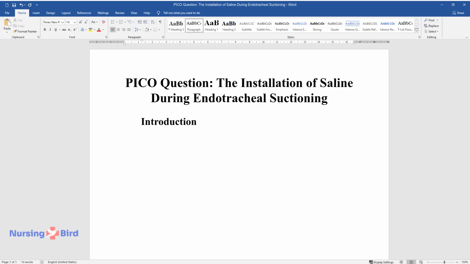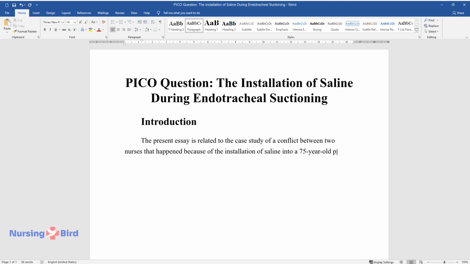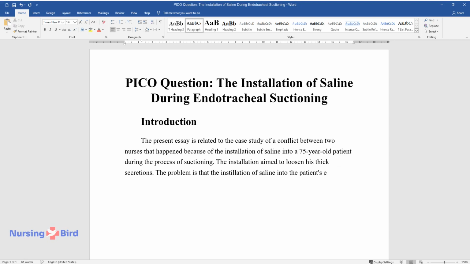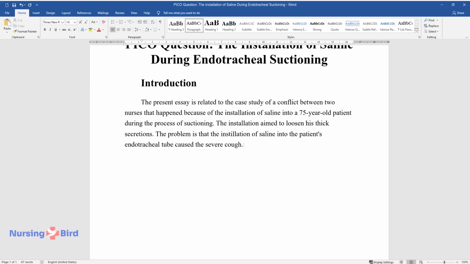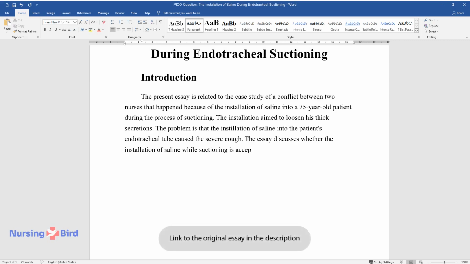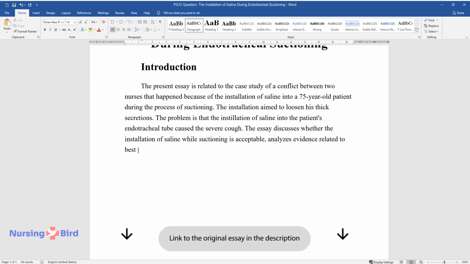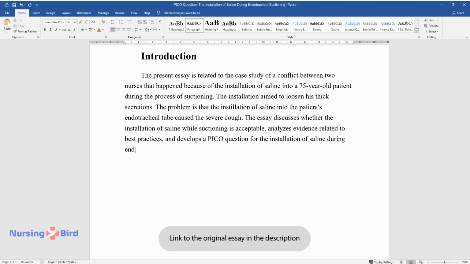Introduction. The present essay is related to the case study of a conflict between two nurses that happened because of the instillation of saline into a 75-year-old patient during the process of suctioning. The instillation aimed to loosen his thick secretions. The problem is that the instillation of saline into the patient's endotracheal tube caused a severe cough. The essay discusses whether the instillation of saline while suctioning is acceptable, analyzes evidence related to best practices, and develops a PICO question for the instillation of saline during endotracheal suctioning.